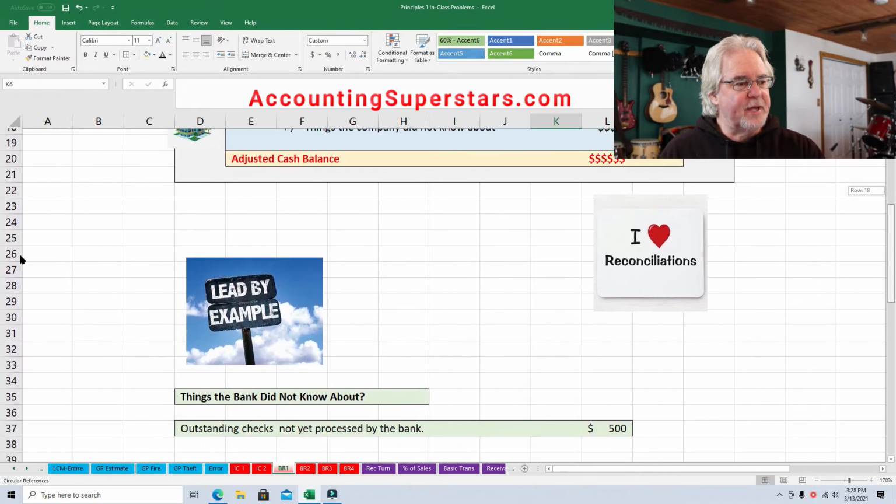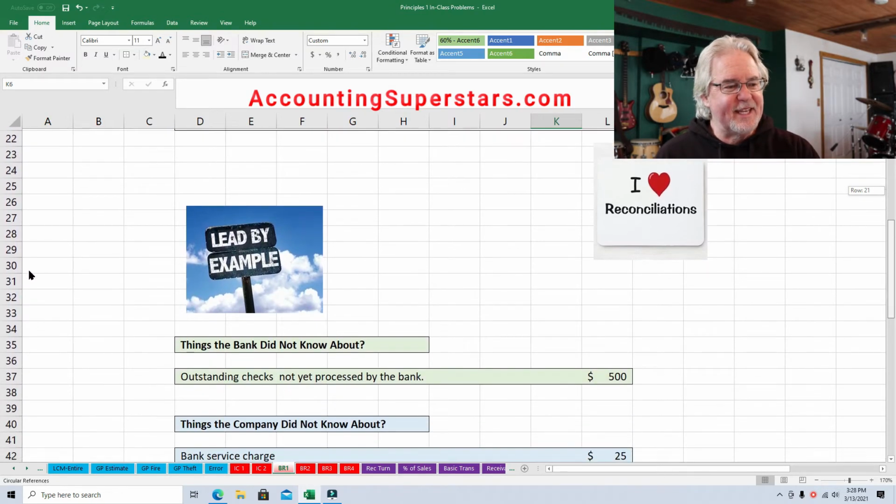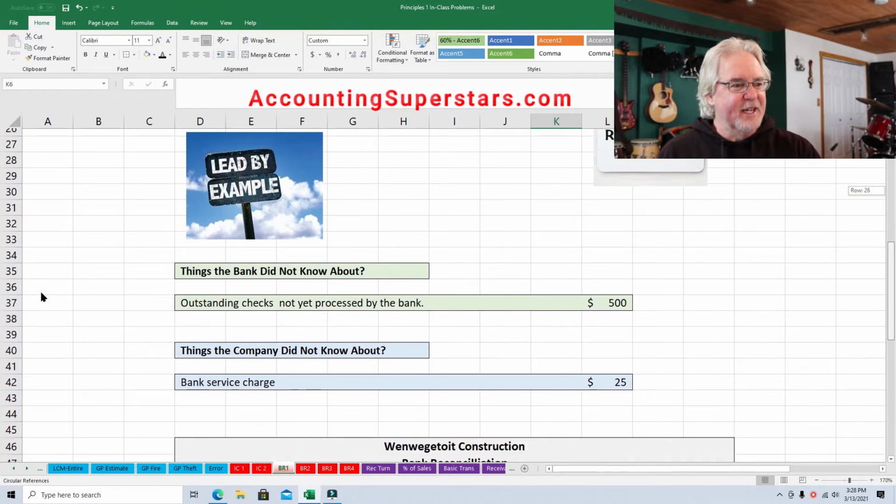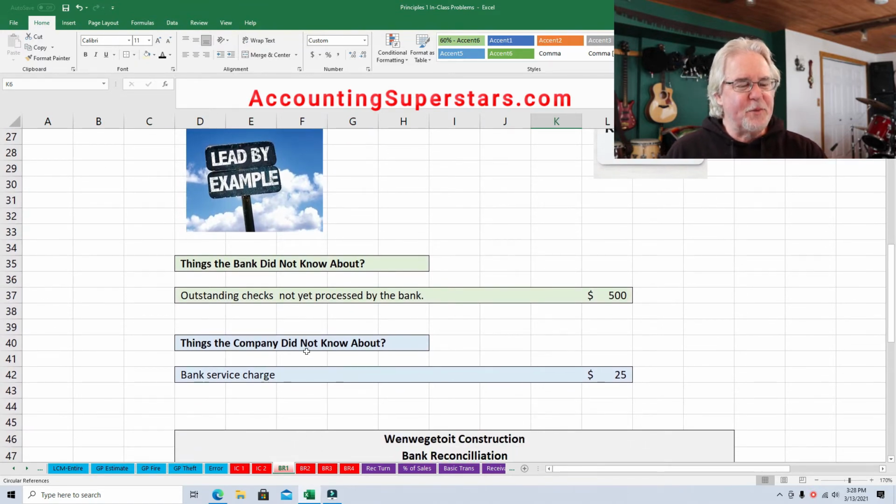And so coming down here, again, this is the easiest example ever created in the world. So here's what we have going. Things the bank did not know about: outstanding checks not yet processed by the bank. So the company, when we get to construction, wrote out some checks. They paid some bills, and the checks have not been processed by the bank.